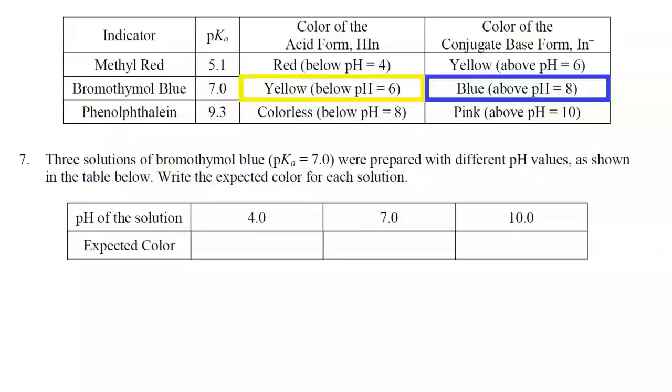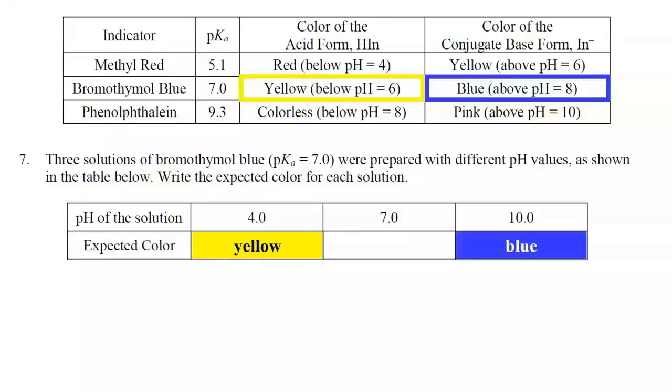3 solutions of bromothymol blue, which has a pKa of 7.0, were prepared with different pH values as shown in the table below. Write the expected color for each solution. So if the pH is 4, then it should be yellow, because the pKa is 7, and so it should be yellow below pH 6, in which the acid form of the indicator dominates.